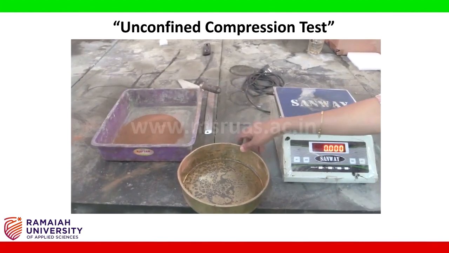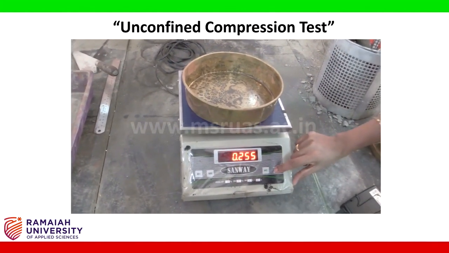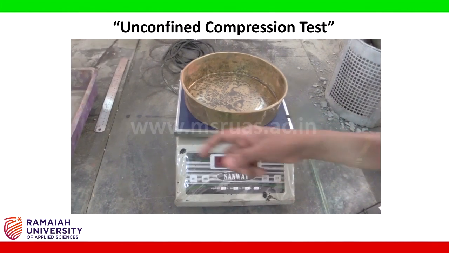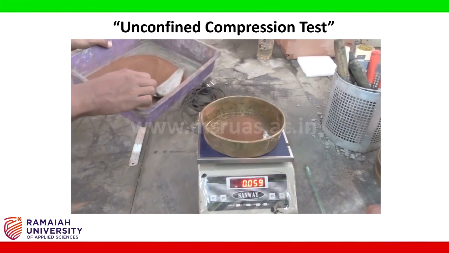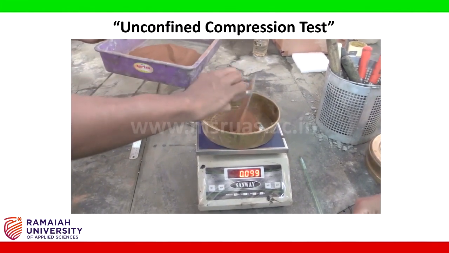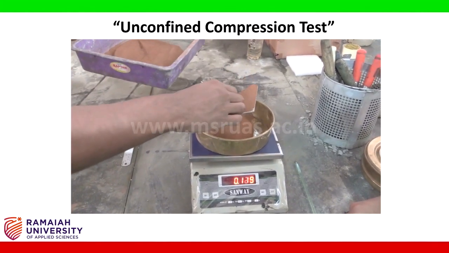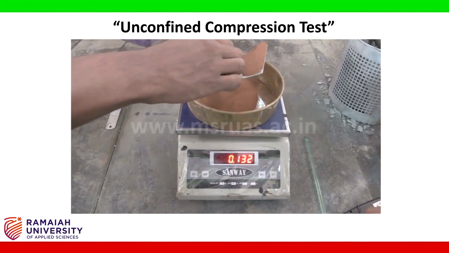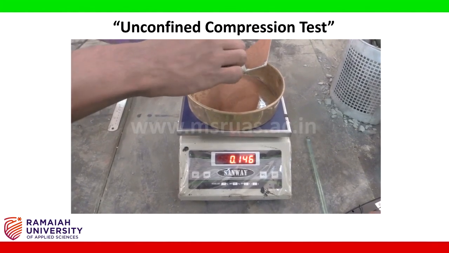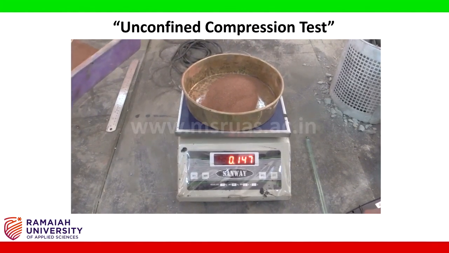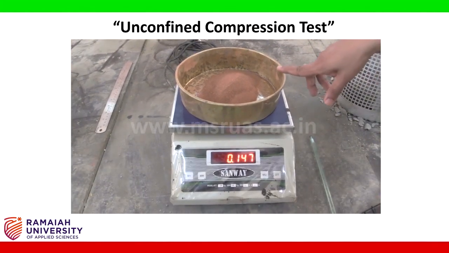Now we will measure 146.5 grams of the soil sample. Tare the weight to 0. Pour the soil sample into the pan. So now the weight is around 147 grams. This is the dry weight of the sample.